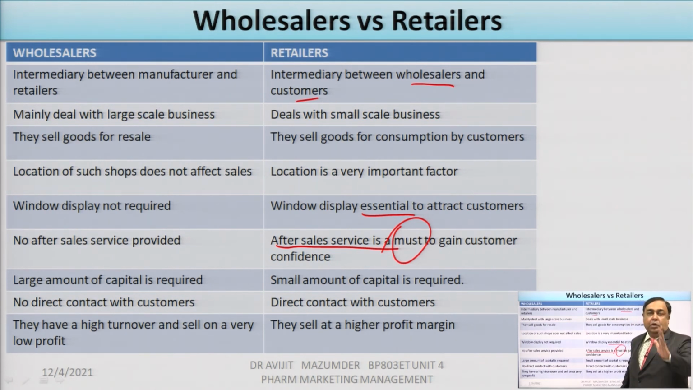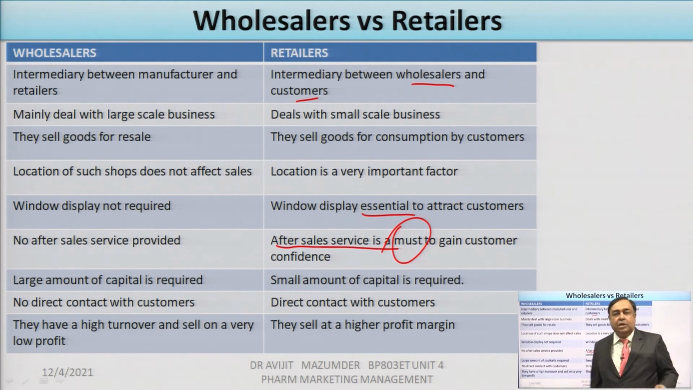But the wholesaler has to invest more money, because the quantum of items is more. For retailers, the amount of capital required is less. In the case of a wholesaler, there is no direct contact with the customer, but in the case of a retailer, there is one-to-one contact. So the customers are always in touch with the retailers. Wholesalers have a high turnover and sell for a very limited or low profit, whereas retailers invest less, but they sell at a higher profit margin.